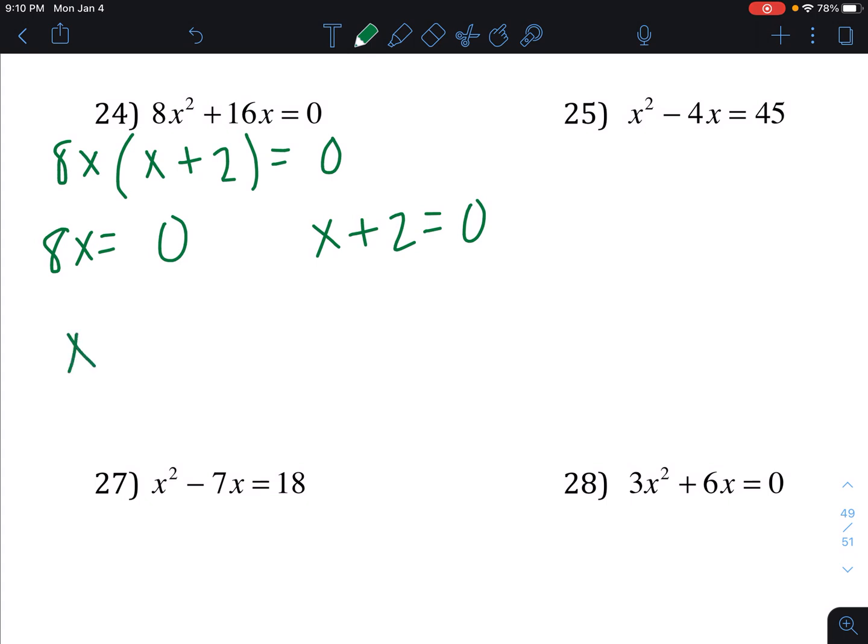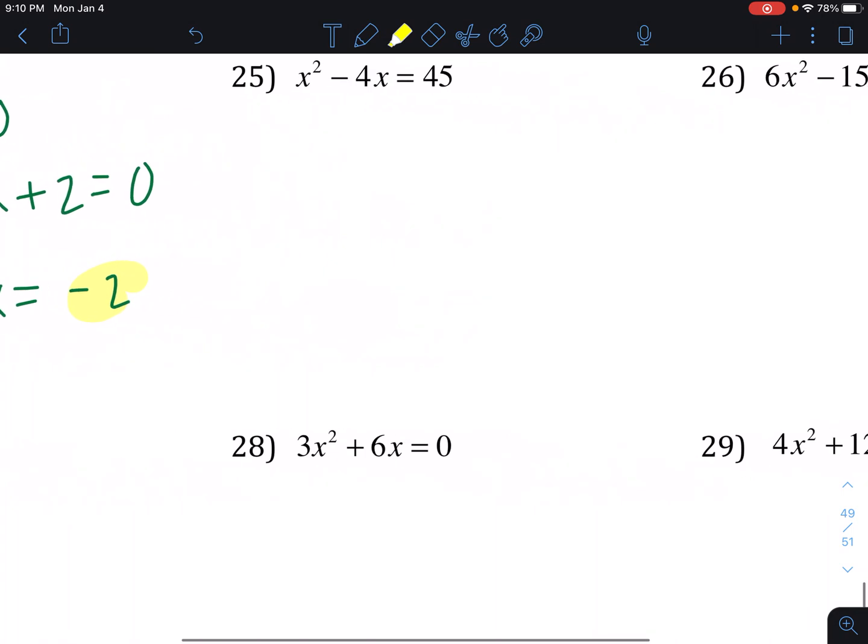The first one obviously has to be 0. 8 times 0 is 0. The second one, we would subtract 2 to get negative 2. So please remember, in these problems, we have equal signs. They are equations. We must figure out what the x's are. We can have up to 2 answers.